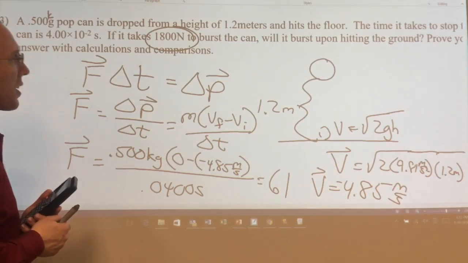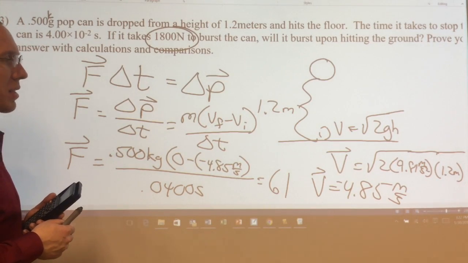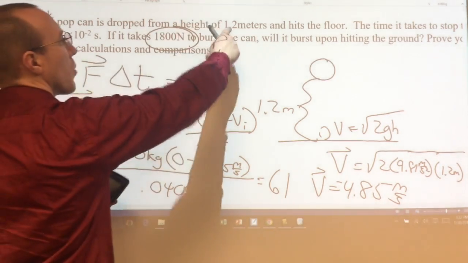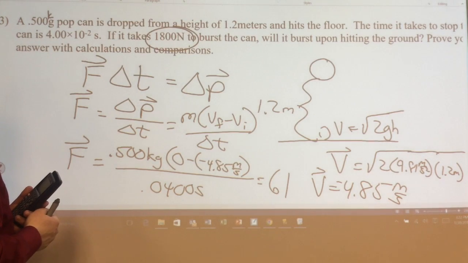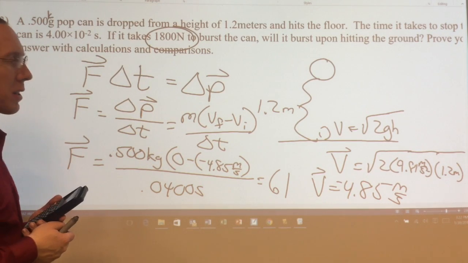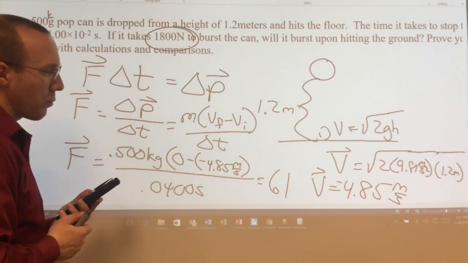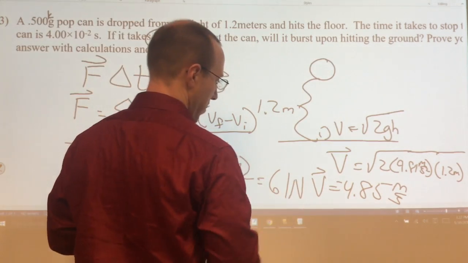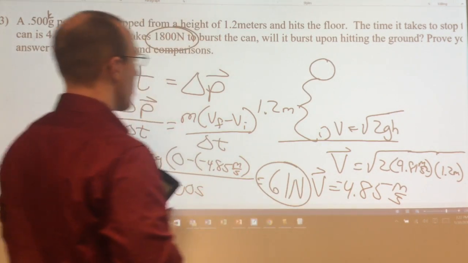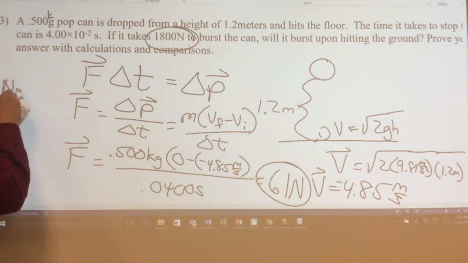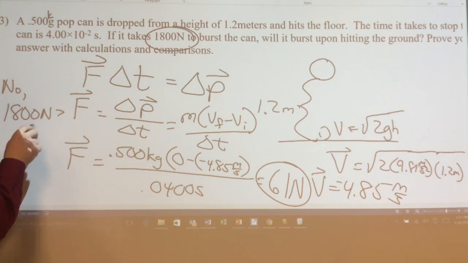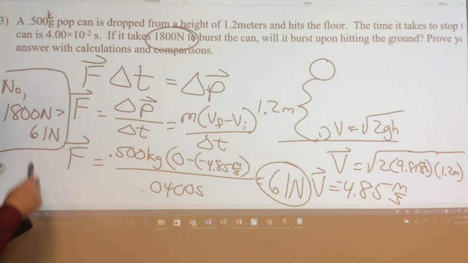If we look at the significant figures, 2 would be acceptable. If we look at all of them, our 1.2 meters, we could have 2. If you put 3, I would understand that also. We'd have 61 newtons. So would it break? No. It would not burst because 1800 newtons is greater than 61 newtons. Okay, and that would be your real final answer right there.